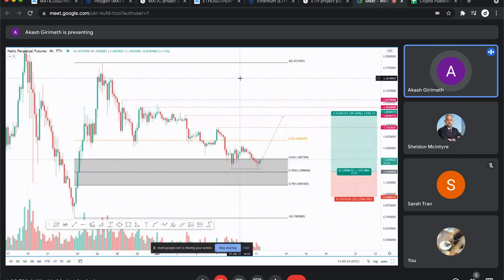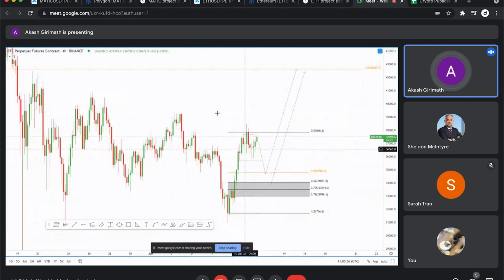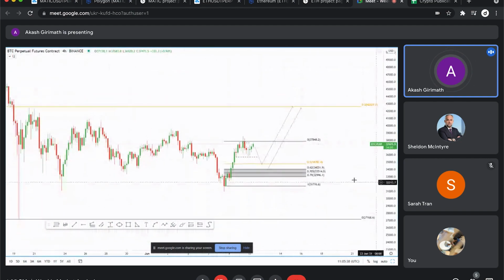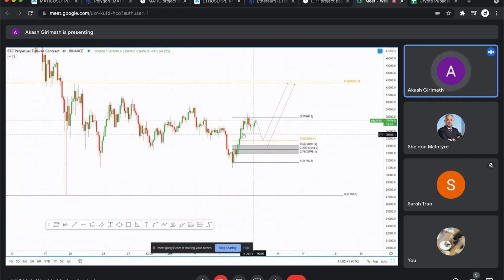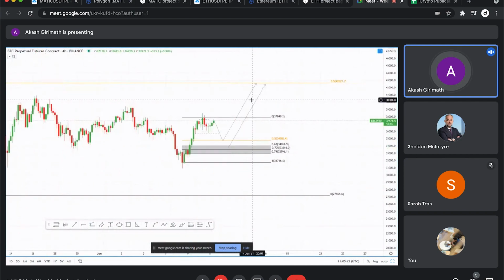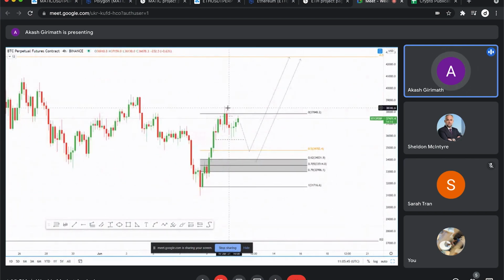Again, like before I get into MATIC, this is my usual thing. Let me start with Bitcoin. Literally the same is happening in Bitcoin, and the highs were swept here. So we were going to go down, but then it started reversing again. So I'm expecting Bitcoin to sweep these highs again and maybe come down. I don't know, maybe even go higher.